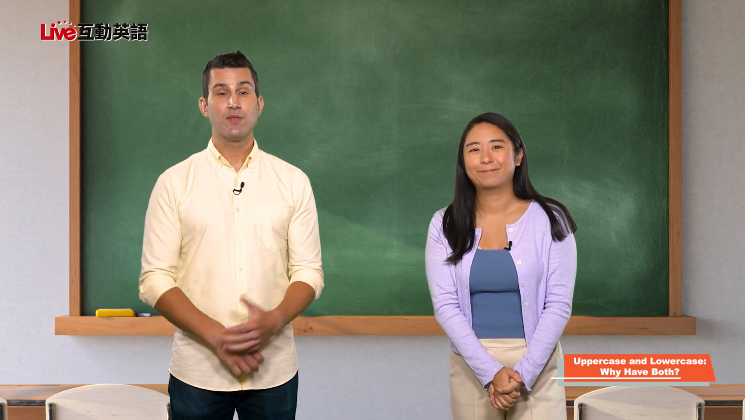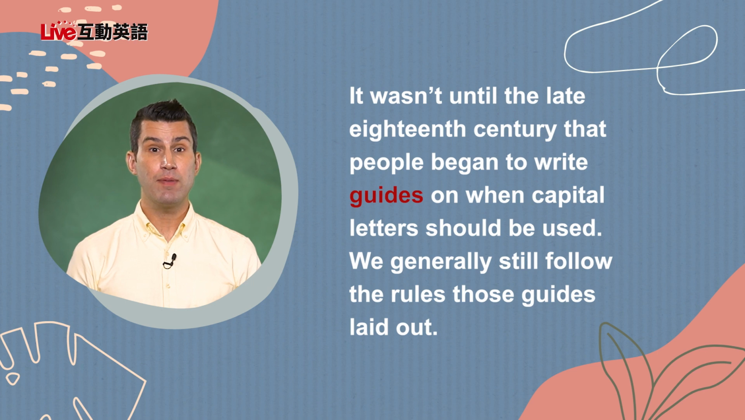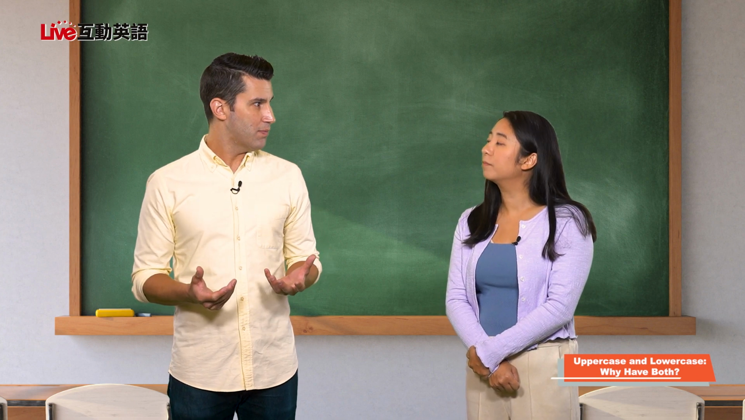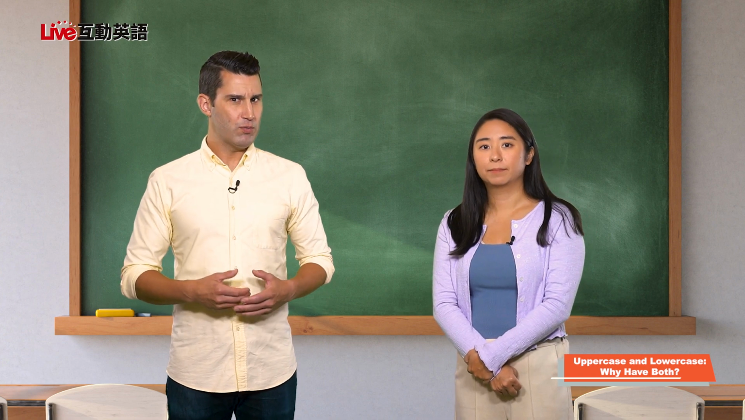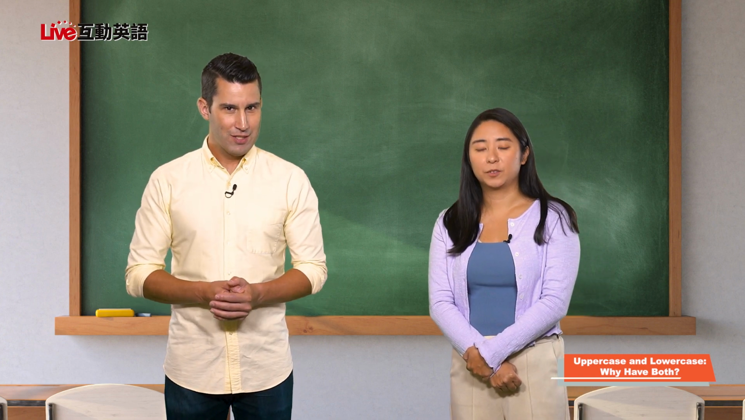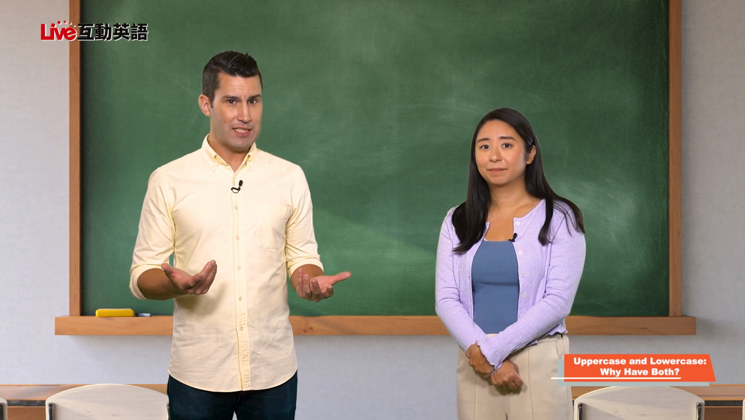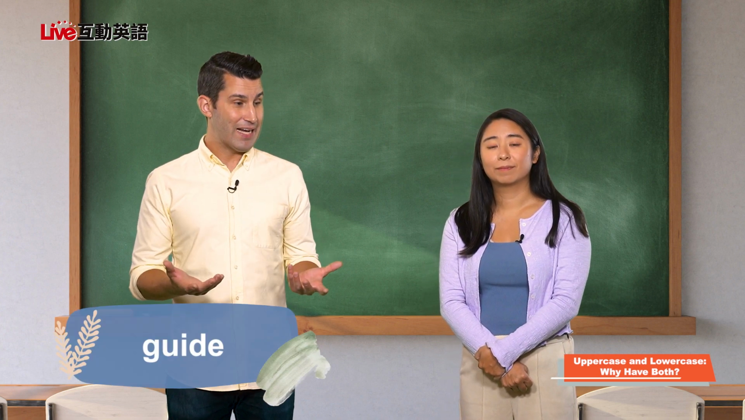Okay. So continuing on, it wasn't until the late 18th century that people began to write guides on when capital letters should be used. We generally still follow the rules those guides laid out. Okay, so we have lots of rules now about, in English writing, when you should use a capital letter, and your teacher will tell you when you've used it wrong. Right. So it's interesting to know that they didn't have these rules until the 18th century. So it was a long time before people had these rules or these guides.